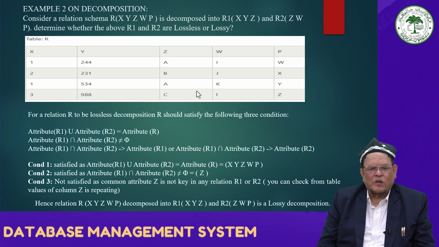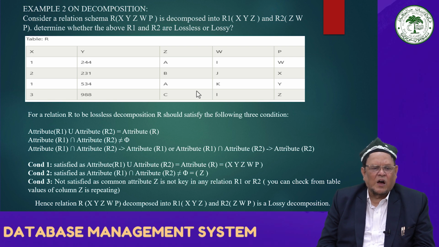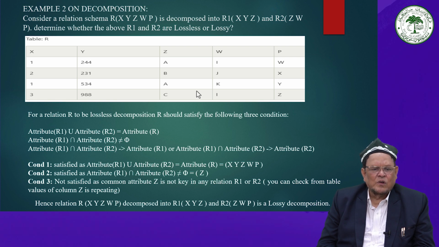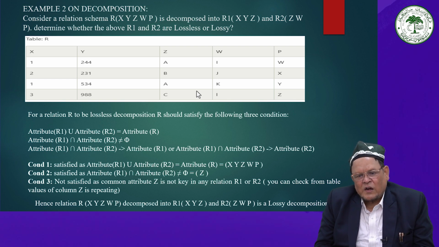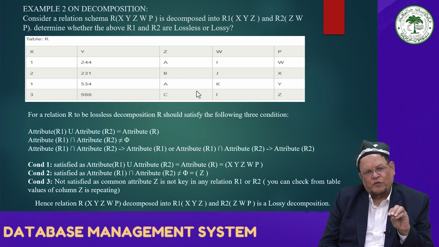For this relation to be a lossless decomposition, R should satisfy the following three conditions you have to check. Attributes R1 union R2 must be equal to R. Attributes R1 intersection R2 must not be null. And attributes R1 intersection R2 must determine attributes R1, or attributes R1 intersection R2 must determine attributes R2. If all three conditions are fulfilled, then we can say it is lossless.